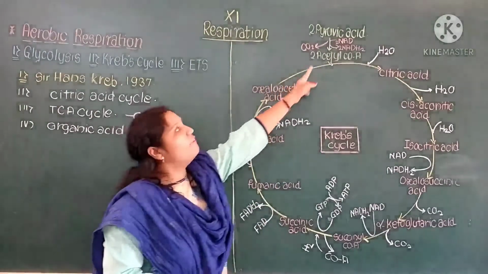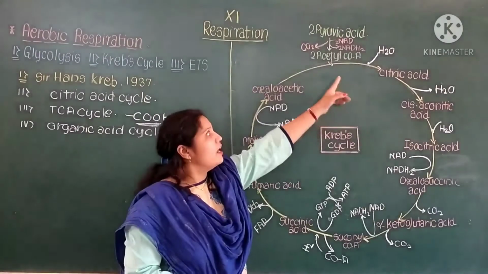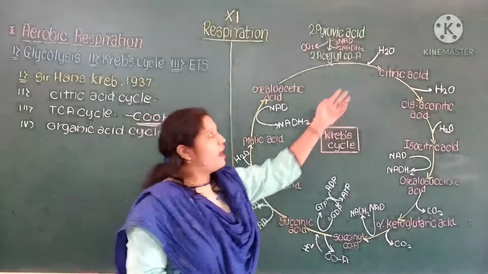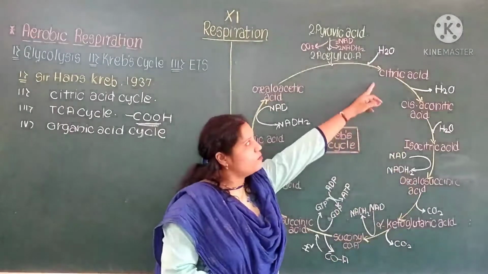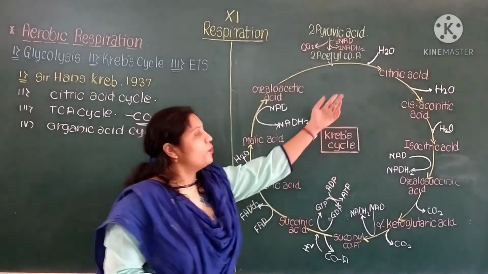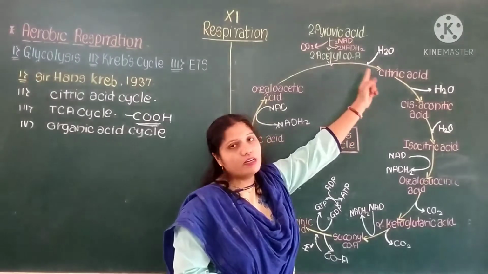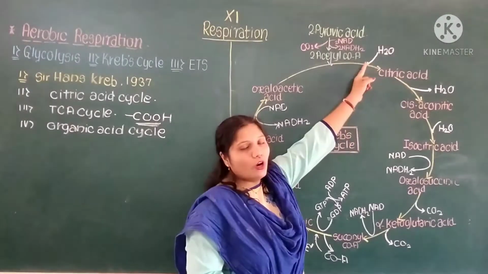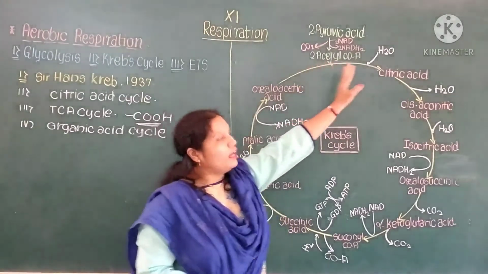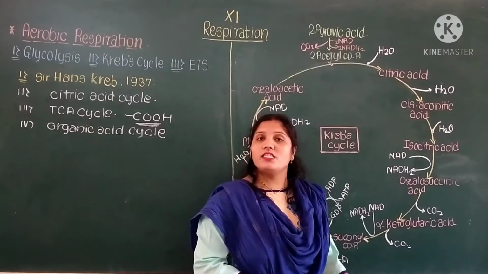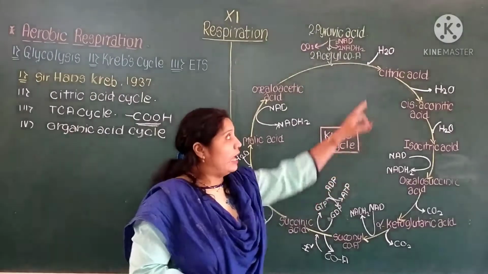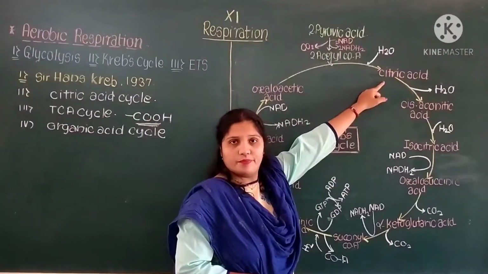Now here what happens, whenever this acetyl-CoA enters inside, it reacts with oxaloacetic acid. Then there is the addition of a water molecule and it forms the first compound, the first acid, that is known as citric acid. This process is also known as condensation, because here the water molecule gets added. This conversion of oxaloacetic acid into citric acid takes place in the presence of the enzyme known as synthetase. And then citric acid is produced here.